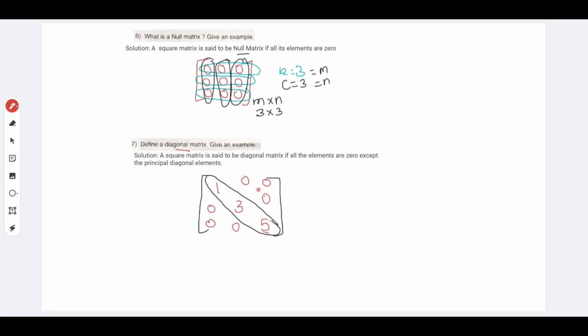It is a square matrix, again we have 3 rows and 3 columns. So a diagonal matrix should be a square matrix, with the elements of the principal diagonal present and all other elements 0. Then it is called a diagonal matrix.